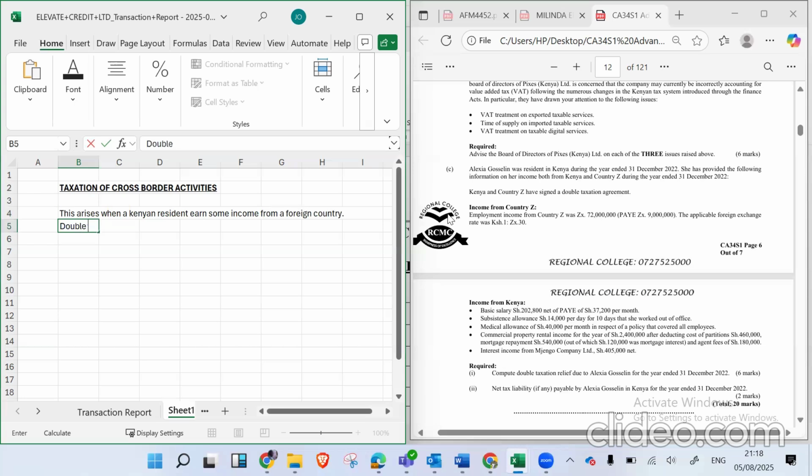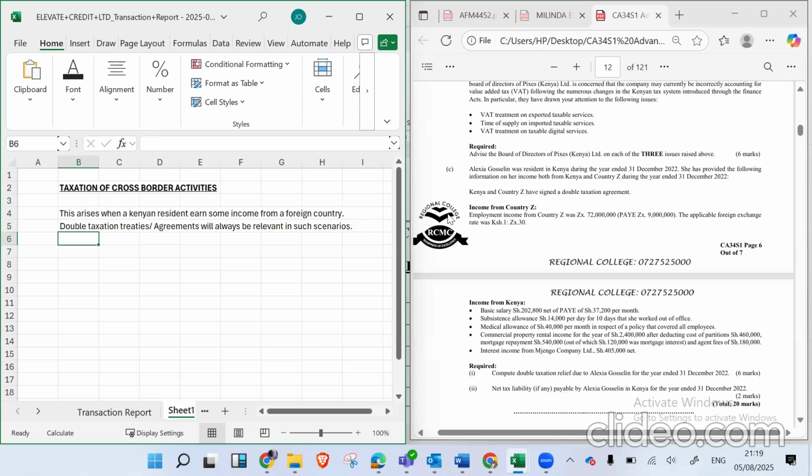double taxation treaties, stroke agreements, will always be relevant in such scenarios, ama circumstances. Double taxation treaties stroke agreements will always be relevant in such scenarios.